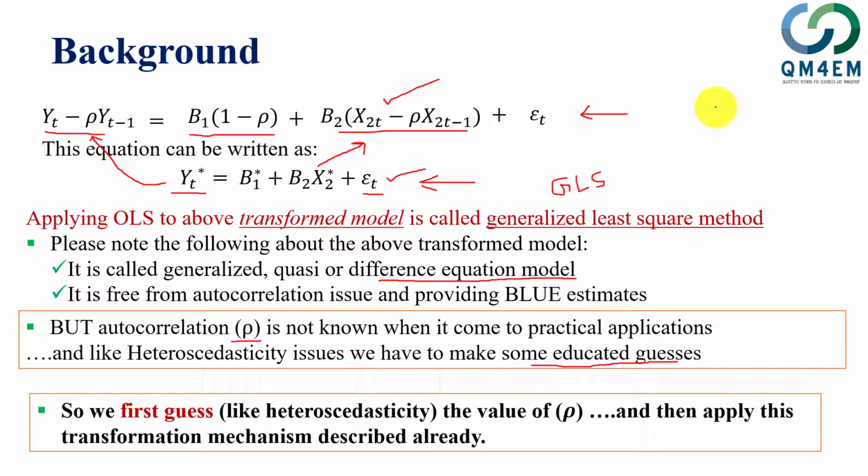But this procedure is based on a simple assumption that we know the value of rho, the autocorrelation coefficient. We multiply it with its lag values, then we subtract the transformed values from the original model. So the model which is in the difference form, if we apply the GLS to it, the estimator from this model is BLUE. But the problem is that we don't know rho. So first we have to ensure that we get the rho value, and then we can solve the problem of autocorrelation.